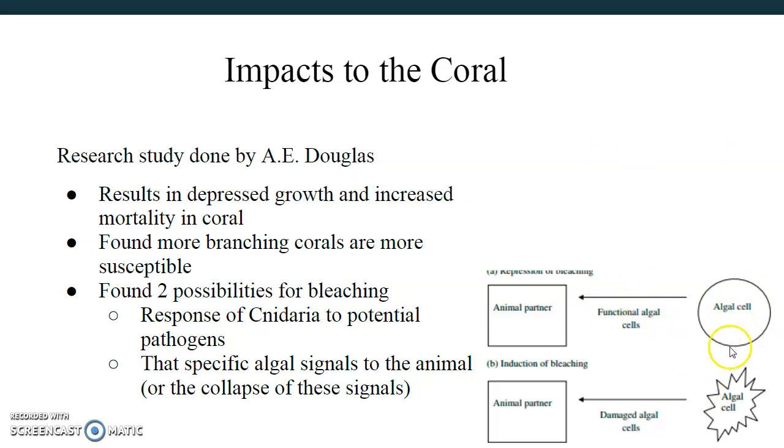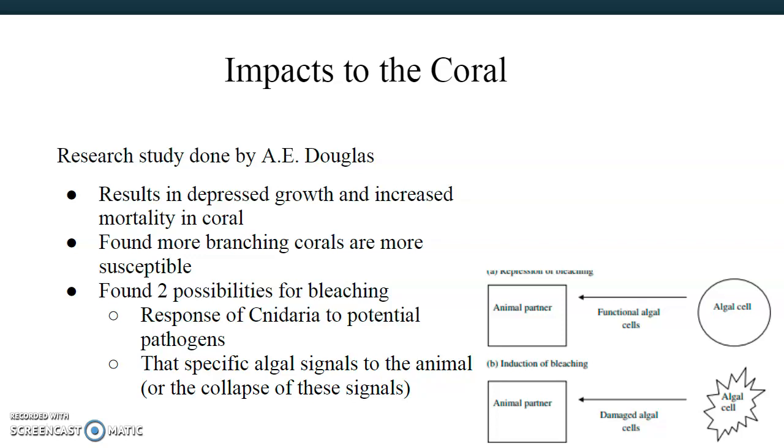And I have this little diagram to show of a functioning algae cell. It's giving nutrients and benefits to the coral, but one that's not a damaged cell, one that's not giving those correct signals, it's going to get expelled. And that's one reason why I found it.